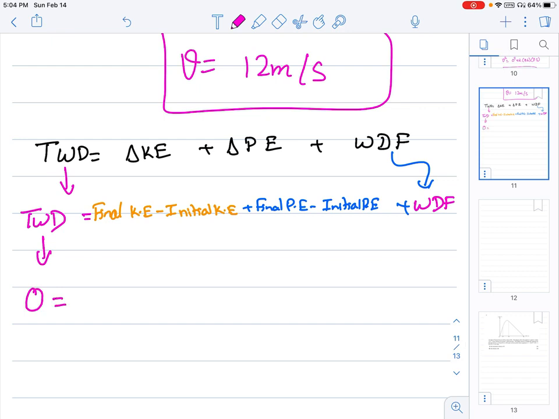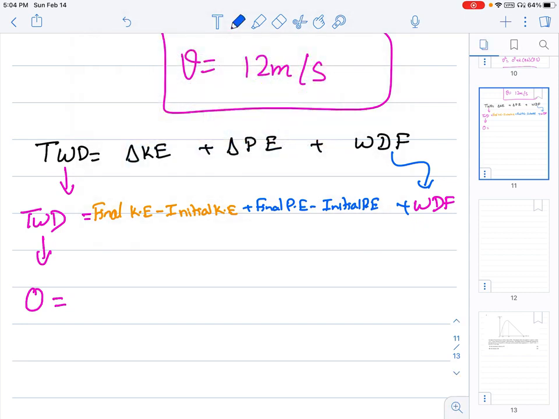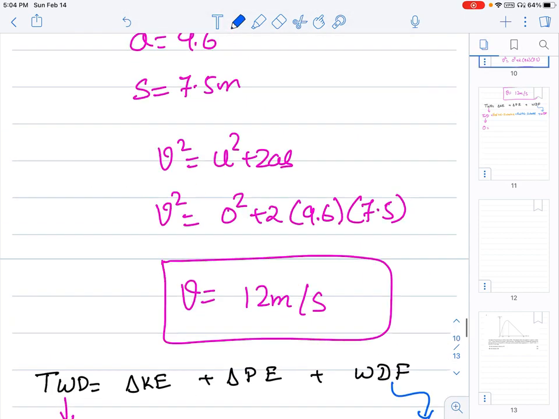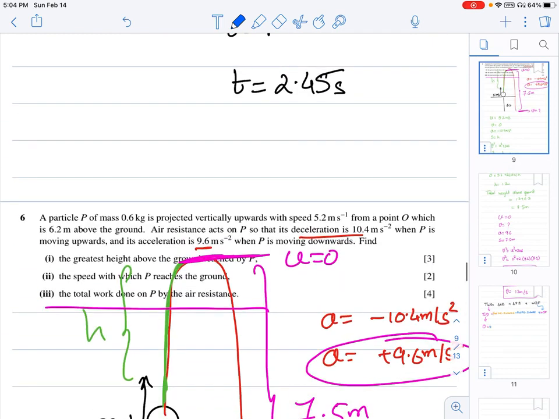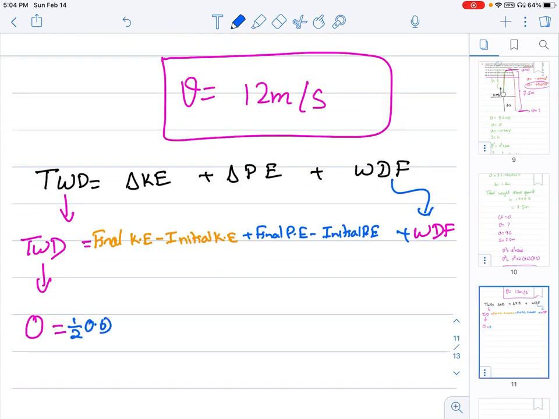So let us do it in different colors. Final kinetic energy is 1 upon 2 mass. What is the mass of the body? 0.6 kg. Final kinetic energy is the energy at the ground, right? Its velocity was 12, so 12 square, minus initial kinetic energy. It was thrown with 5.2, so 5.2 square. Final potential energy is 0 because at ground it was 0.